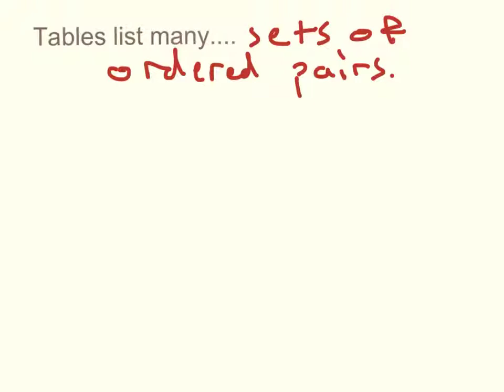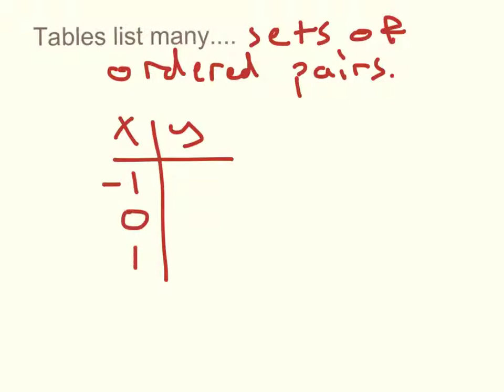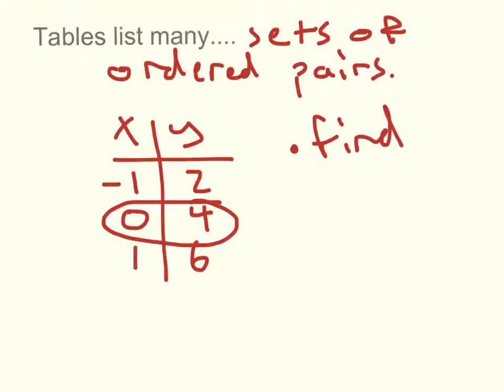As an example, if we have a bunch of ordered pairs, like let's say we had a table, so x and y, and then we had a bunch of different values, -1, 0, 1, and we'll say 2, 4, and 6. If we were told that x was 0, then we would automatically know that y was 4, because that's what the table tells us. And sometimes we can even find patterns when we are given a table.